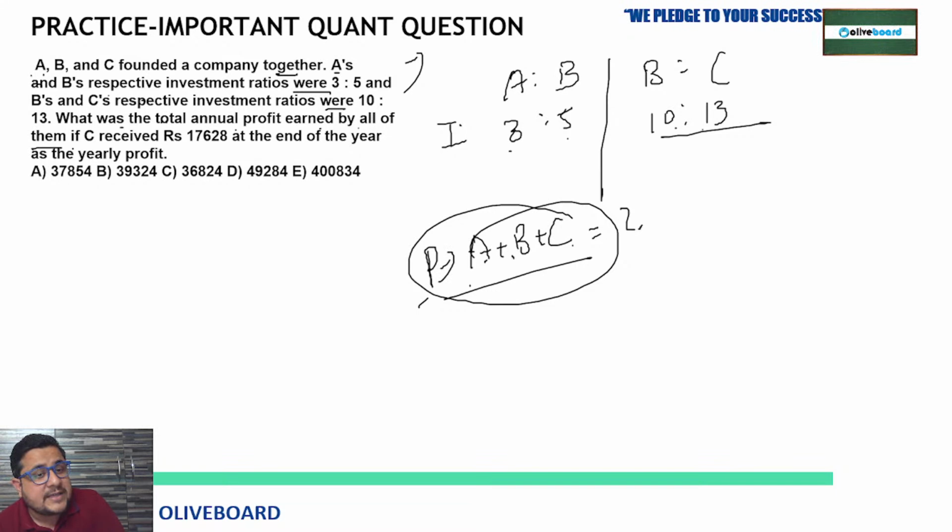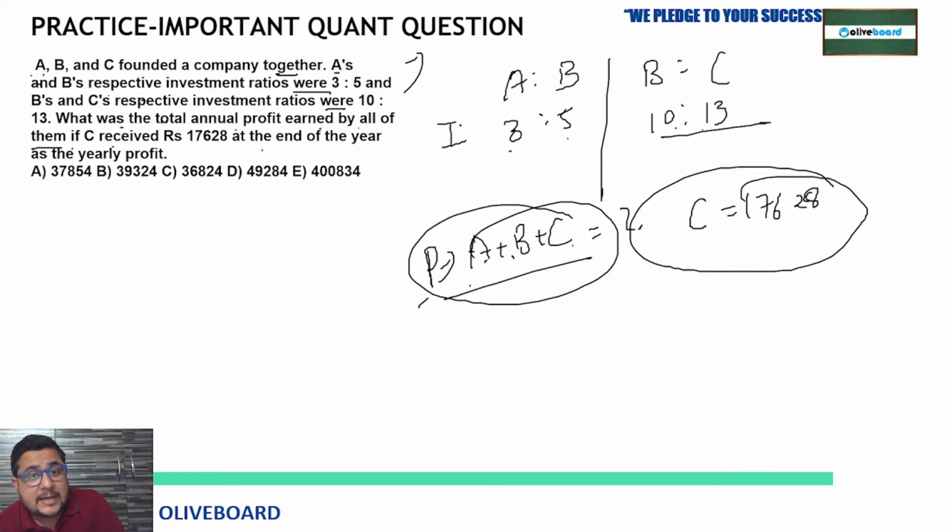And whose profit is given? If C received rupees 17628. So C's profit is 17628, and then at the end of the year as the yearly profit you have to calculate. So first of all we must know their investment ratio. Already we know time is constant here, right? They all invested for 1 year. So if time is same for the investors, then no need to keep the time in the profit ratio. Investment ratio directly will be equal to the profit ratio in that case.